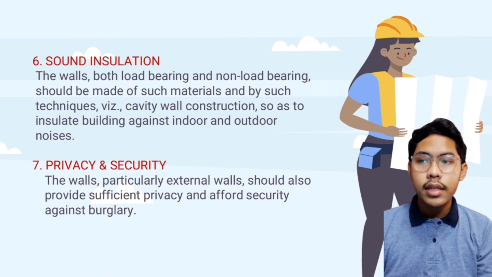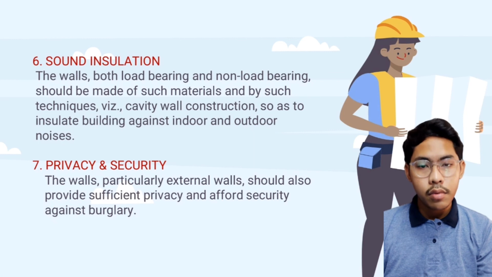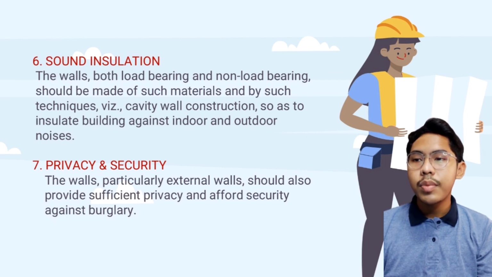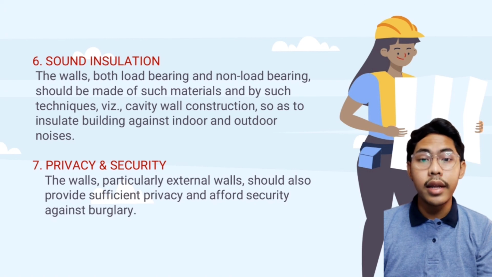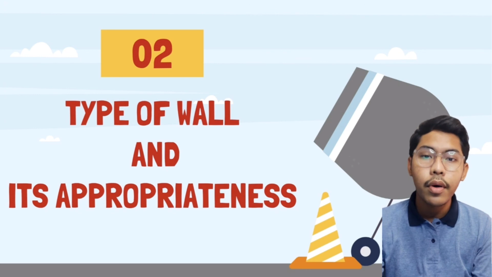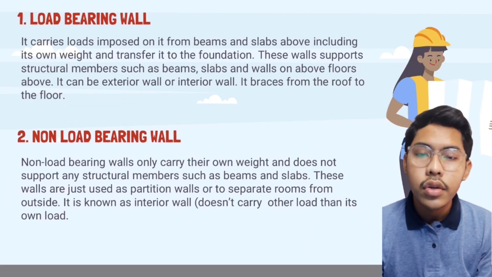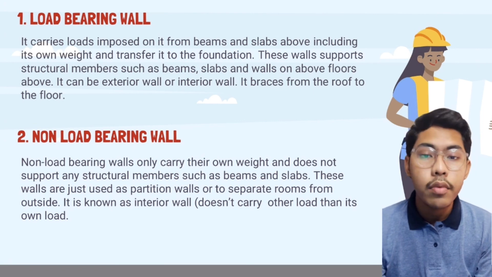And the last one is number 7, privacy and security. The walls, particularly external walls, should also provide sufficient privacy and afford security against burglary. Alright, let's go to our second point, the types of walls and their appropriateness. So number 1 is the load-bearing wall.